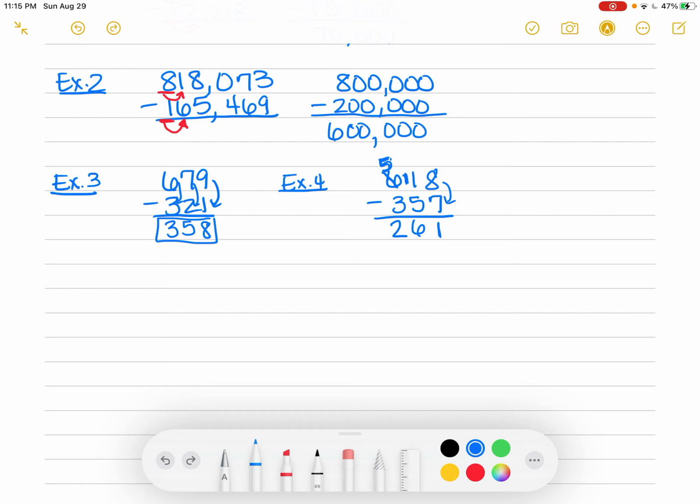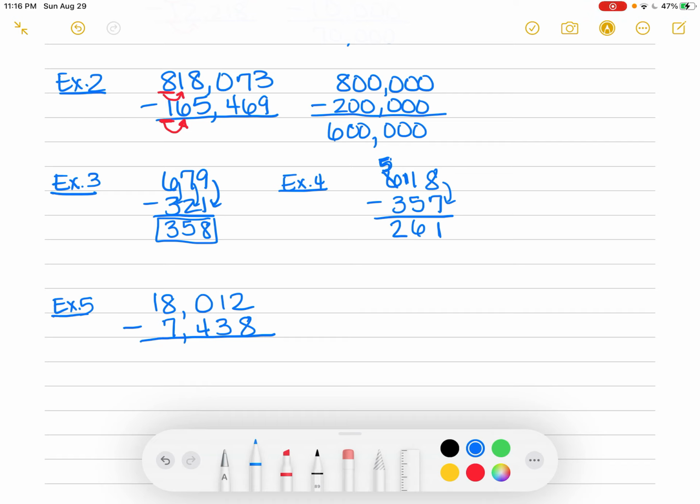Okay, let's do two more that are probably a little bit more difficult. Okay, so those two were pretty easy. Let's do 18,012. And I'm going to subtract 7,438. Okay, so I have a 0 in here, and that 0's going to cause some problems in a minute. So let's go through this and look at it, okay?